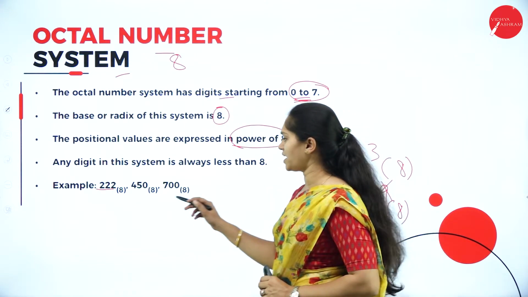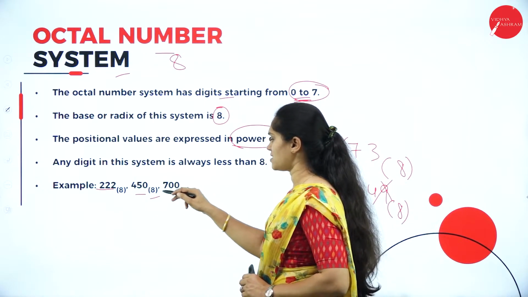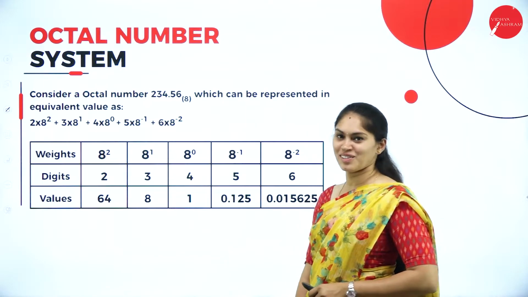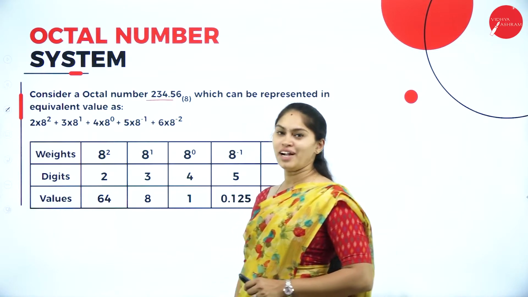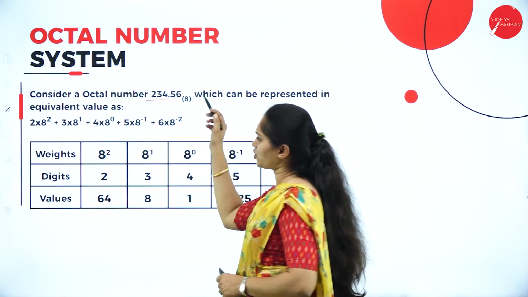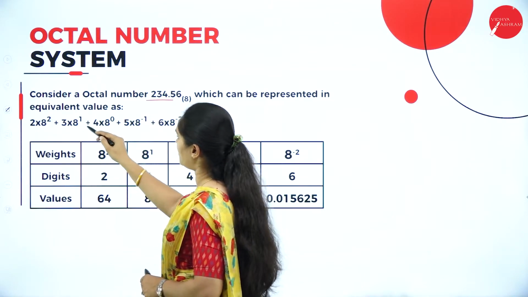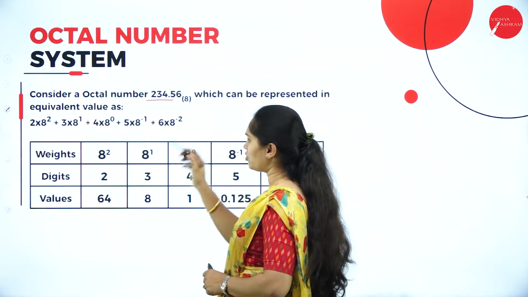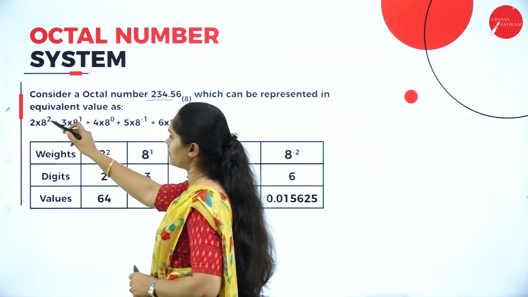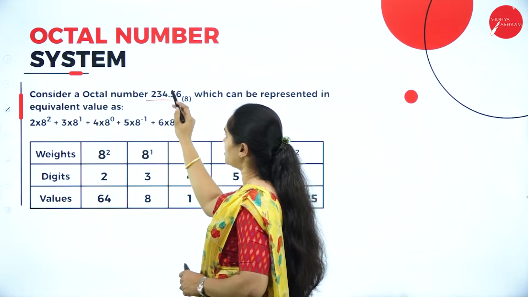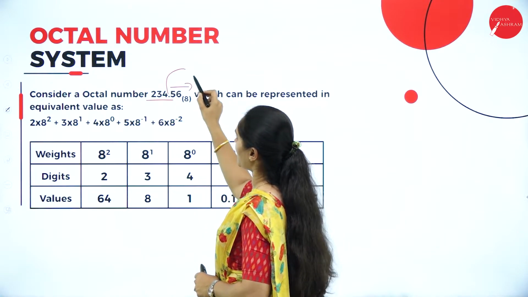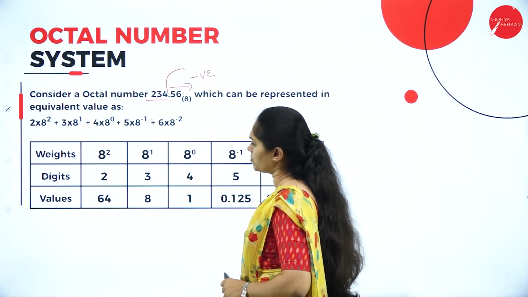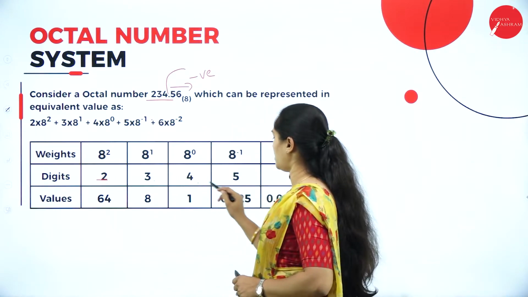So for that we have an example: 234.56 with base or radix 8. How are we going to represent it? Again with the same format, 2 3 4 . 5 6. So 2 into 8 power, plus 3 into 8 power, plus 4 into 8 power, plus 5 into 8 power, plus 6 into 8 power. And I have to give the weightage 8 power 0, 8 power 1, 8 power 2. Then to the right of the octal point, we have to give the negative weightage, 8 power minus 1, 8 power minus 2. Again, we have the digits 2, 3, 4, 5, 6.